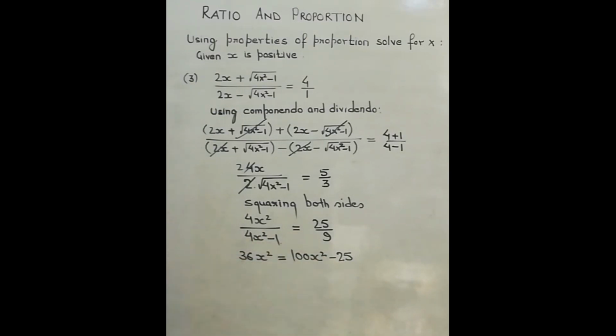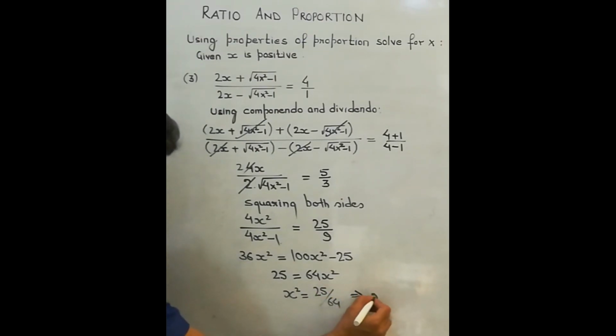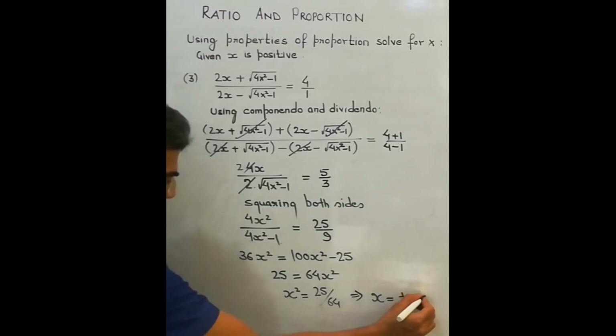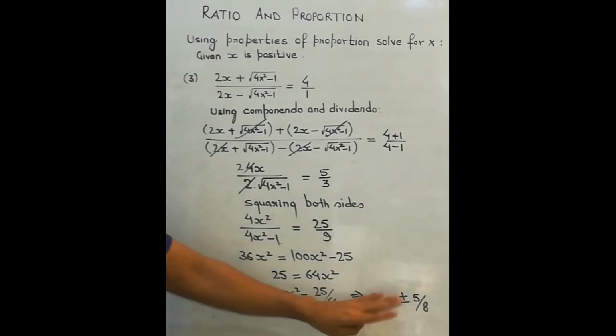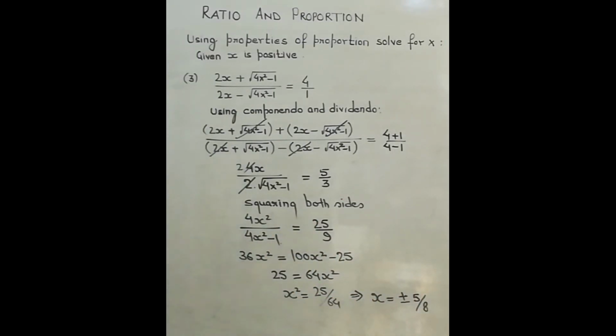Now you collect the x terms on one side, so this becomes 25. 100x square minus 36x square will give you 64x square. So you get x square as 25 upon 64. So you will take the square root. So x is equal to plus minus 5 upon 8. So we are getting two values for x. Hope this much is clear to you.